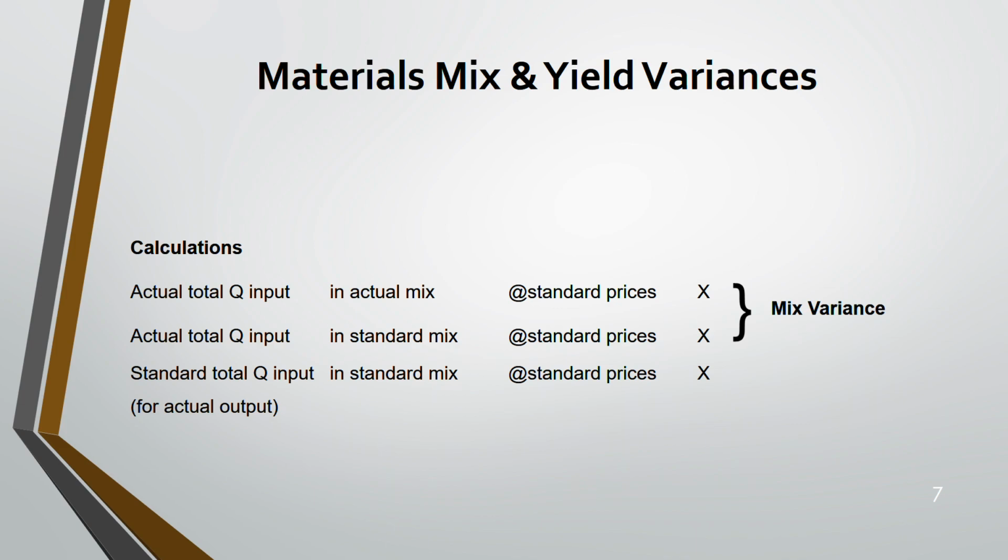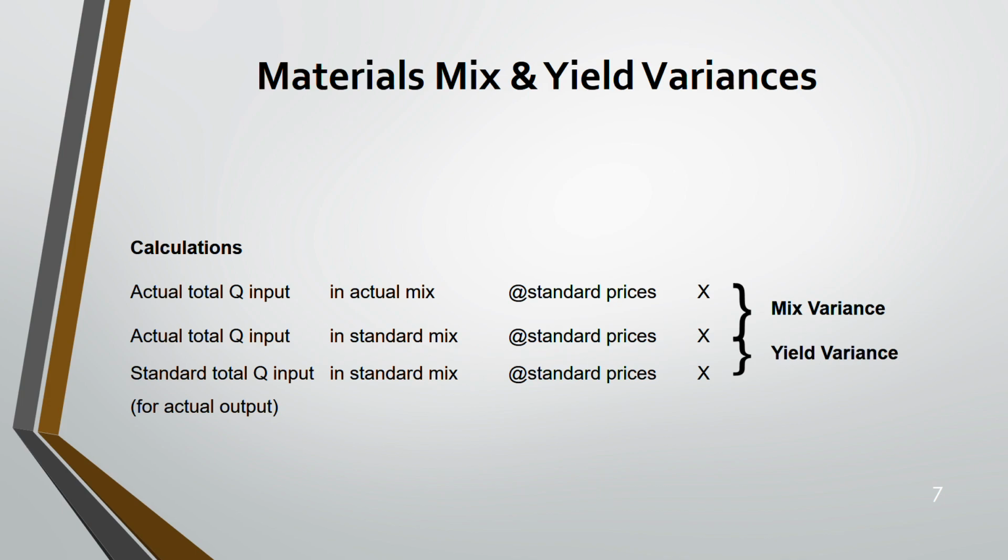Quantity is the same, actual quantity. Only the mix changes, actual and standard mix, because it is mix variance. So in mix variance, you only change the mix. Quantity remains the same. But the second and the third one make yield variance. In yield variance, mix is standard, but you change the quantity, actual and standard quantity.